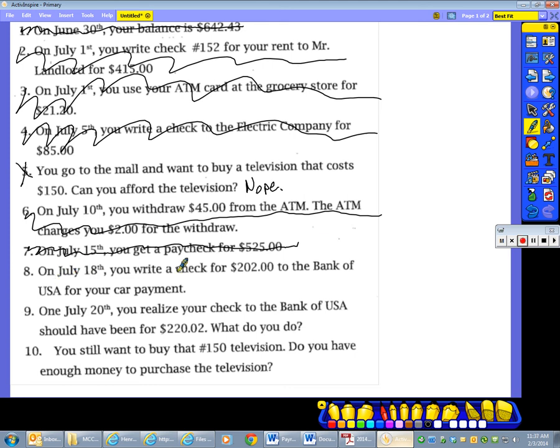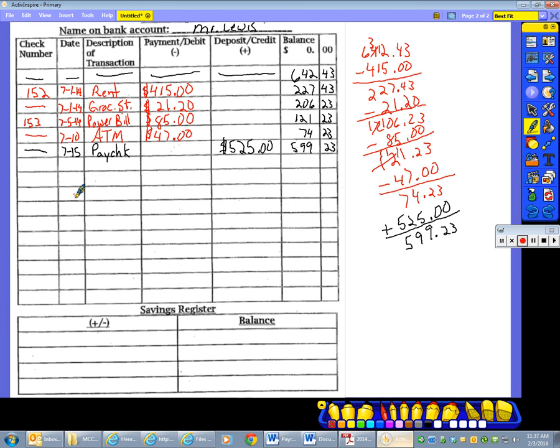On July 18th, I write a check for $202 to the Bank of USA for your car payment. Okay, so let's see. They didn't give us a check number, so I'm going to assume that my check number is sequential, which means the next check number is 154. What's the date of this? July 18th. 07/18, and I'm going to say car payment.